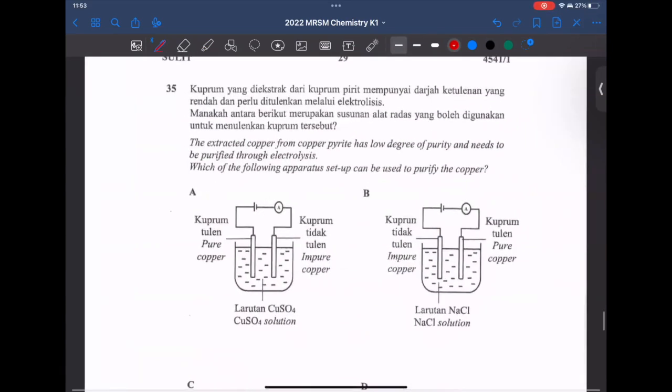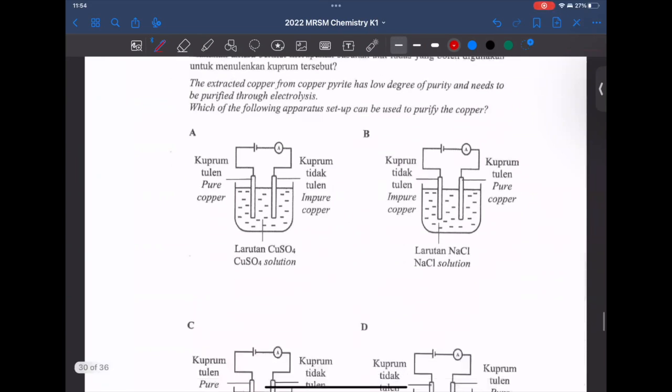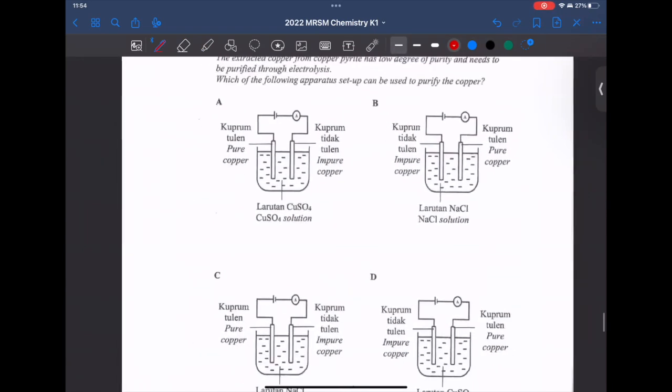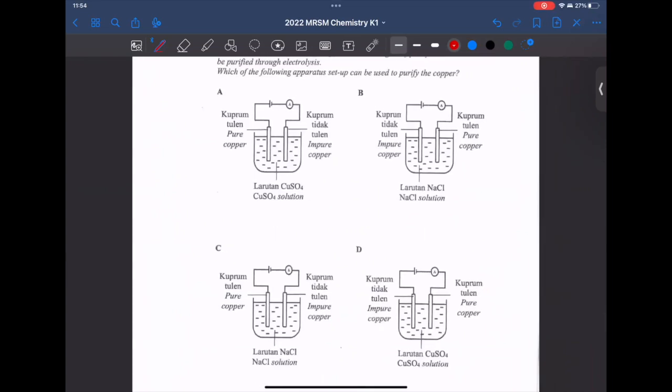35. The extracted copper from copper pyrite has a low degree of purity and needs to be purified through electrolysis. They're asking which of the following apparatus setups can be used to purify copper. Very importantly, the impure copper must be the anode and the pure copper must be the cathode for it to work, and your solution must consist of copper ions. So the best setup has an impure copper anode, a pure copper cathode, and a salt of copper. In this case, the answer will be donkey.